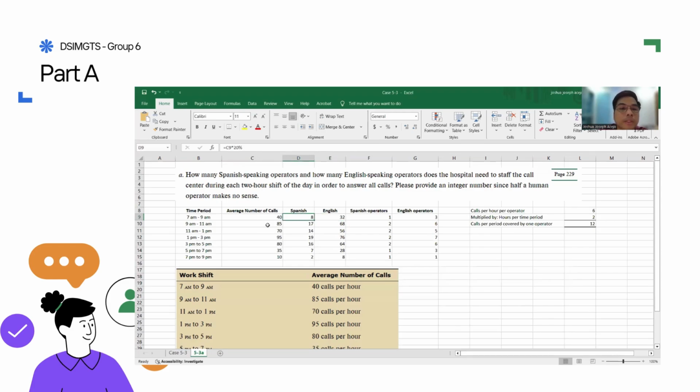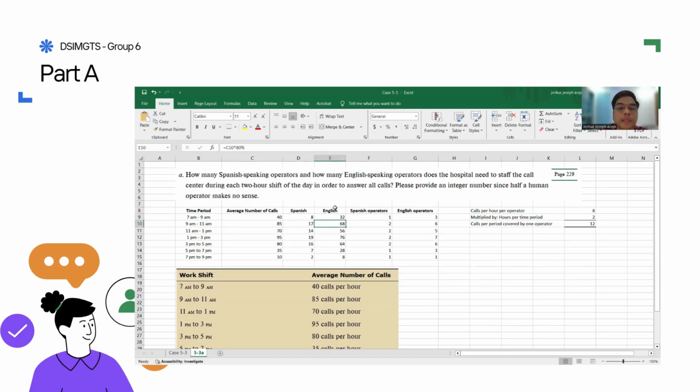We do this operation for each time period. So for example, for the next period of 9 a.m. to 11 a.m., 85 times 20% would give us 17 Spanish speakers. And for English, 85 times 80% is 68.